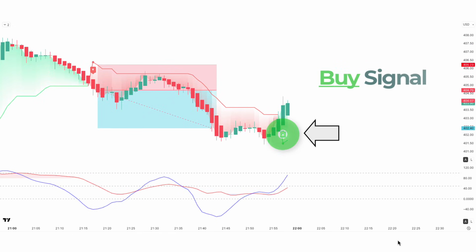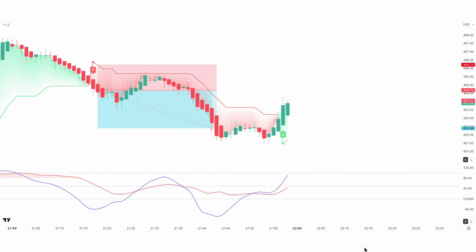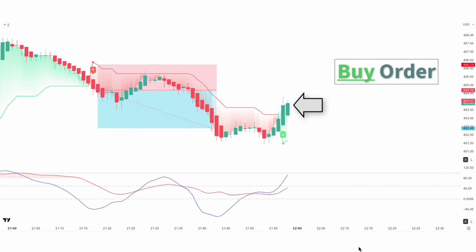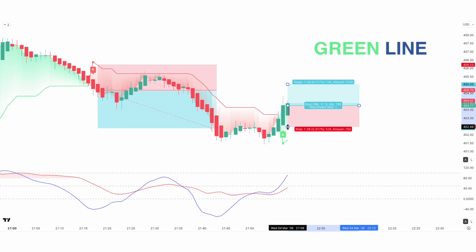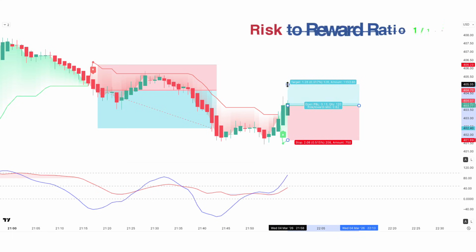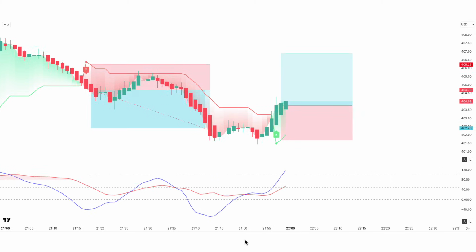When the Stealth Trail Super Trend arrow of this indicator is a buy signal, the blue line of Vervoort Smoothed Oscillator should be above the red line, and the market forms a bullish candle. If this condition is fulfilled, then we will place a buy order. Our stop loss is to be placed at the green line, and the risk to reward ratio will be 1:1.5.